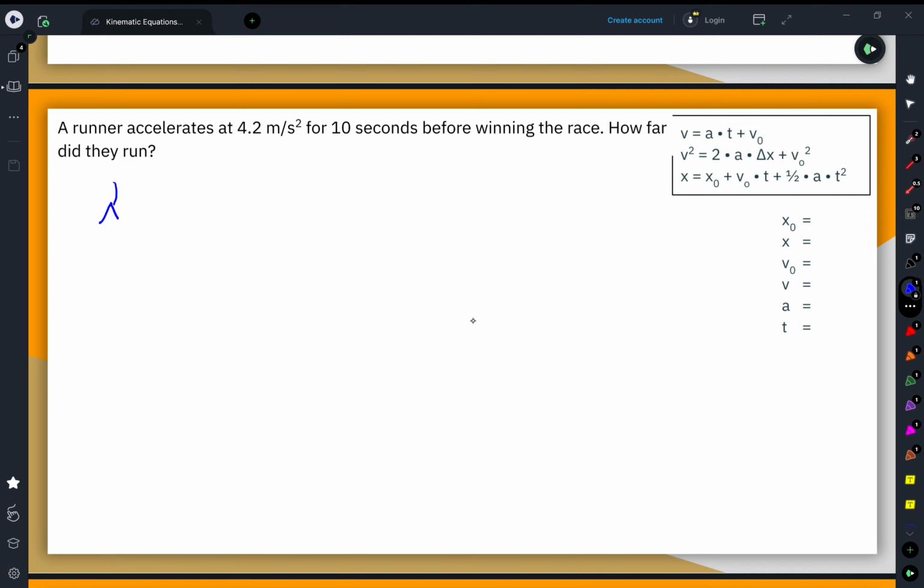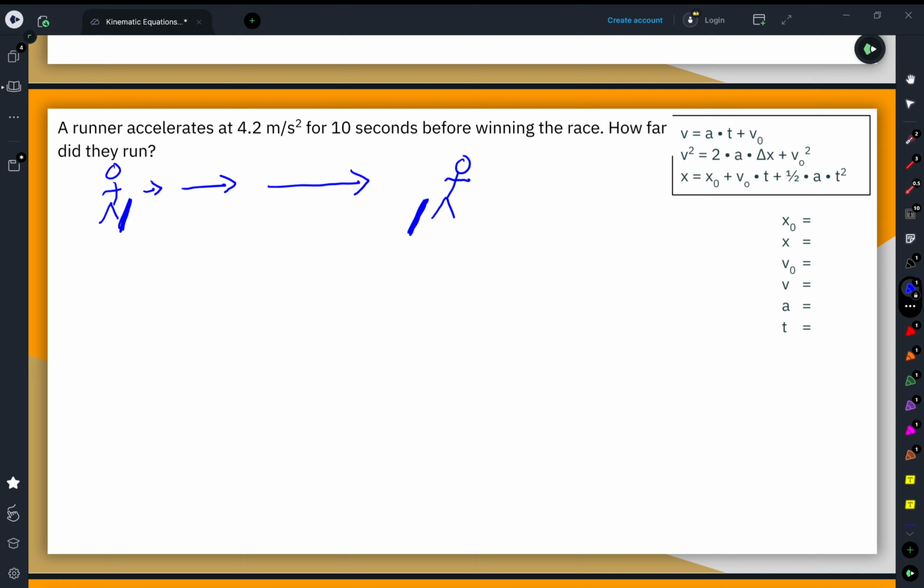Right here, we have a runner. This right here is going to be the starting position, or the starting line. They start from not moving, and then they accelerate. So that means they're traveling faster and faster and faster, until finally they cross the finish line, and they win the race. So this just allows me to communicate what I'm seeing, and helps me to explain and justify the variables that I choose, which is the second step.